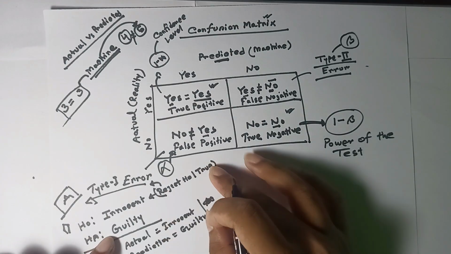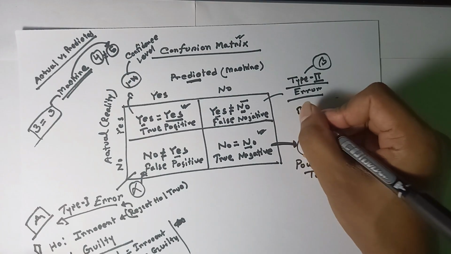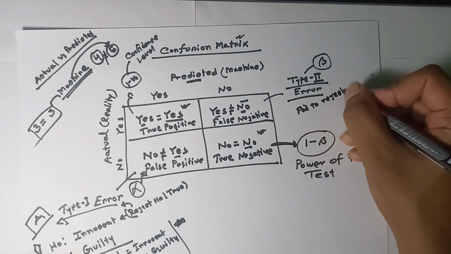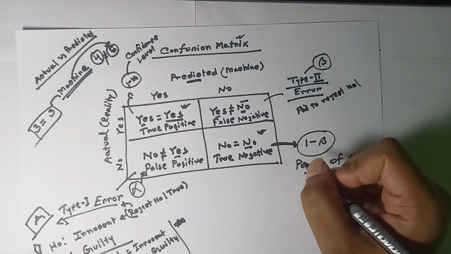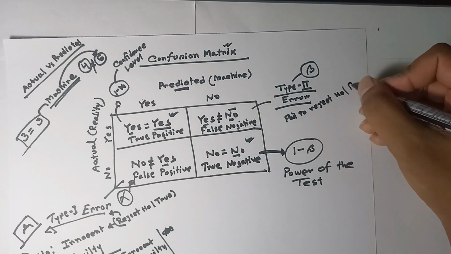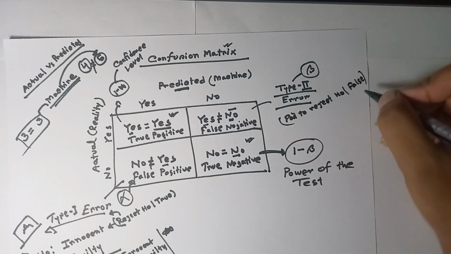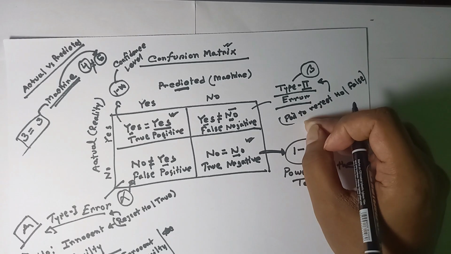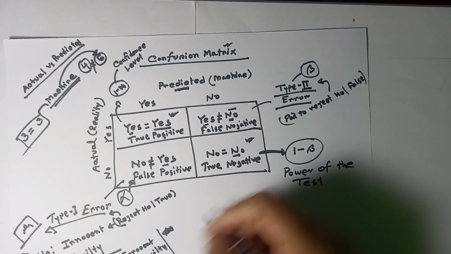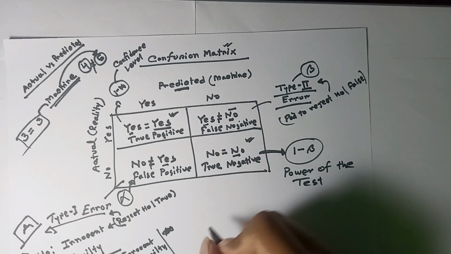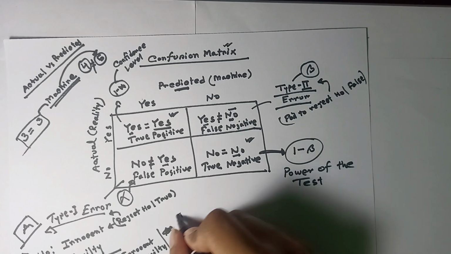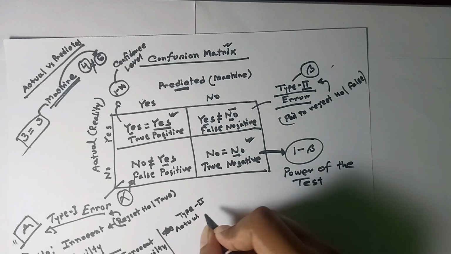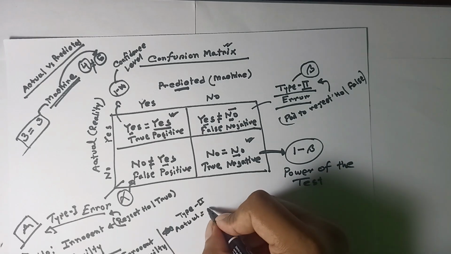Again, for this type 2 error, same condition, same hypothesis. If we fail to reject the null hypothesis this time, fail to reject null, when it's actually false, then it will be known as type 2 error. What will be the actual and the prediction case here? Say in type 2 error, actual will be guilty.